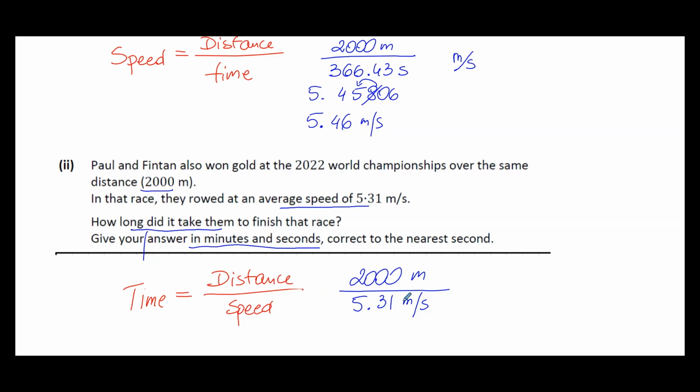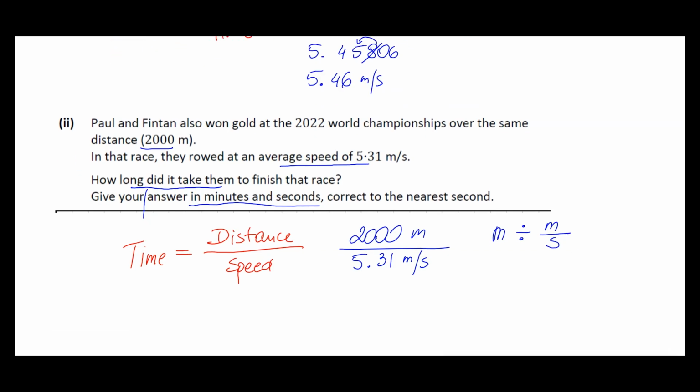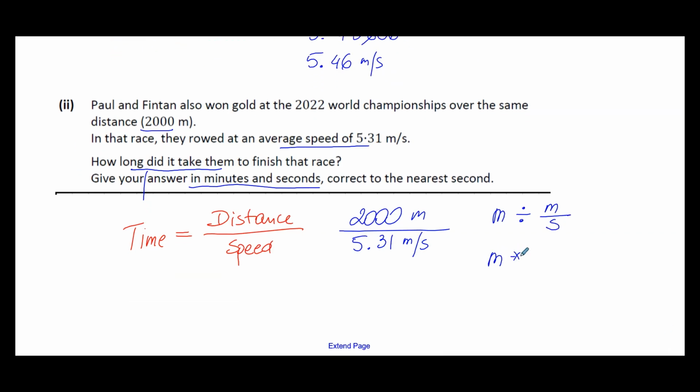What will happen with the measurements here? So what you have is meters divided by meters per second. And when we have division that involves fractions, we multiply and turn the second fraction upside down. So meters will simplify and we are left with seconds. So the answer here will be in seconds. So when we put that in the calculator, we get 376.6478 seconds. We need minutes and seconds.